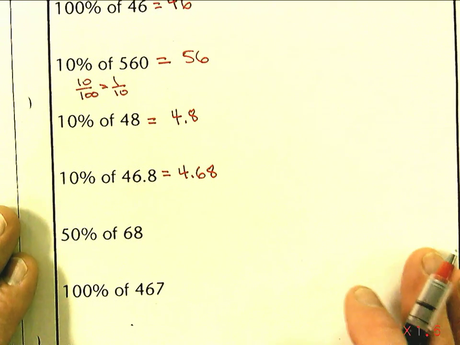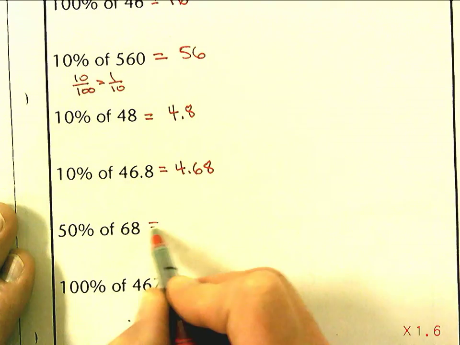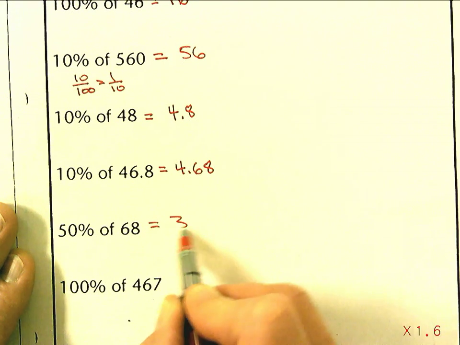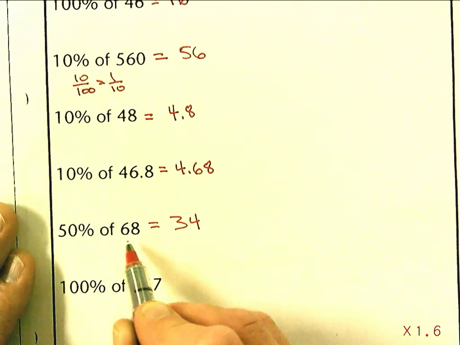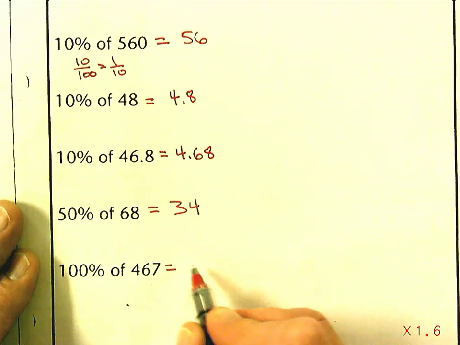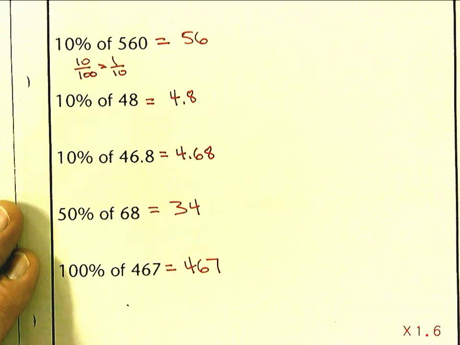Let's do that mentally. And then back to another 50%, or half of 68. Half of 60 is 30, half of 8 is 4, so we have 34. And then another pretty easy one, 100% is the whole thing, 467. And that's just finding percents of numbers.